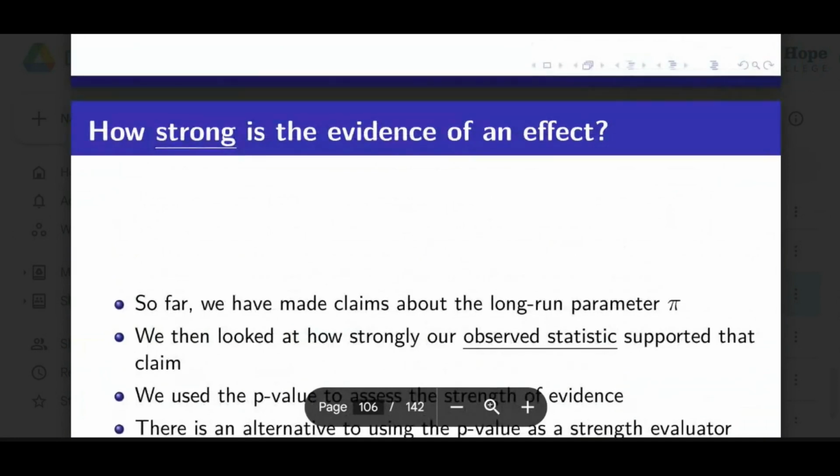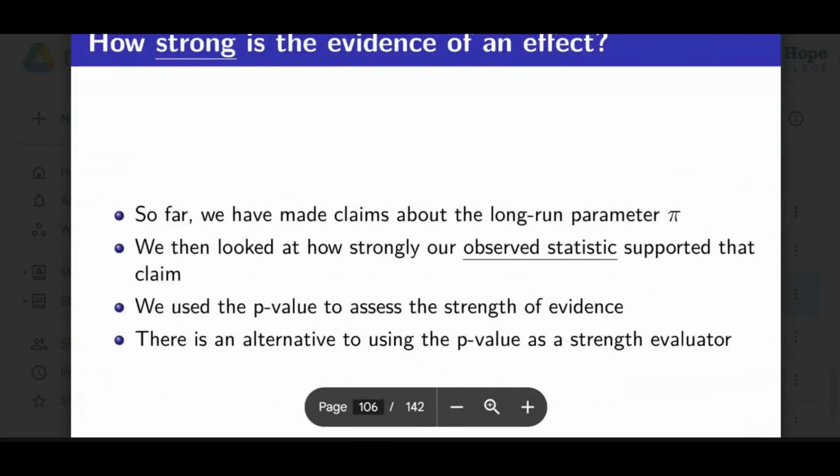So today we are going to continue with this one. I will need your audience participation because we're going to do a lot of these things on spreadsheet. Then we'll have a sheet for you to work on, but we'll learn first. So far we have always made claims about the long-run parameter pi. We then looked at how strongly our observed statistics supported the claim. We used the p-value to assess strength. There is an alternative to using the p-value as a strength evaluator. So we'll get there now.